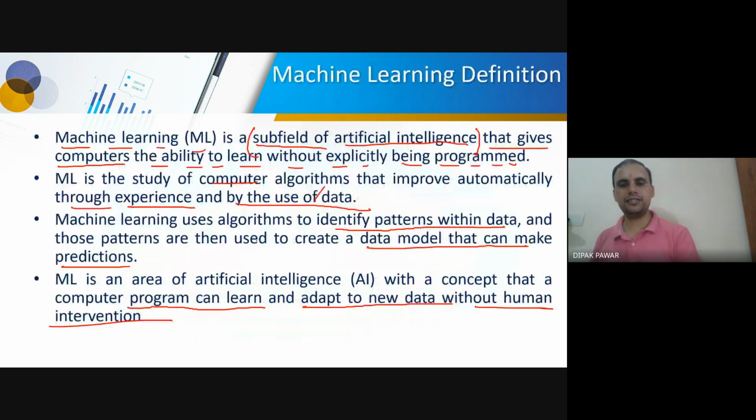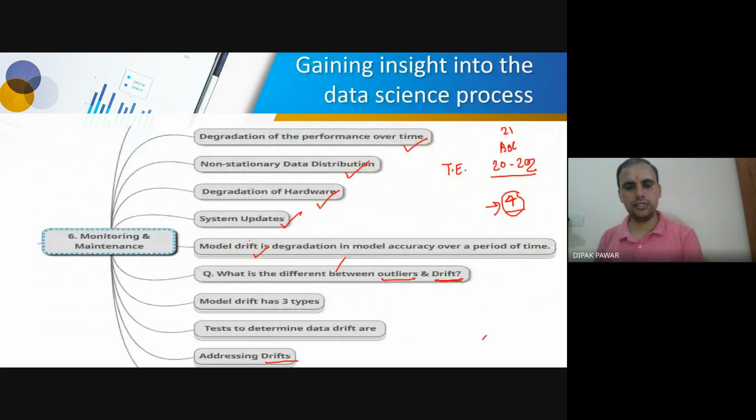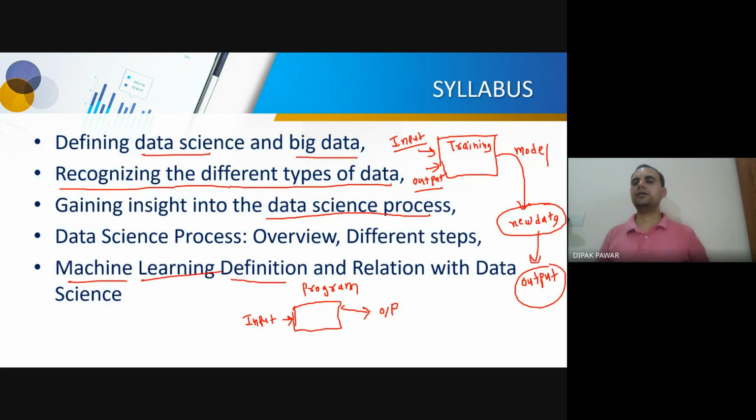So in this way, basically we are completing. Now see, I will again go to that part. This is the end of unit number 1. I tried to cover all the steps here. Defining data science and the big data problem, we covered that part. Recognizing the different data types, gaining insights into the data science process. So the entire data science process is divided into how many parts? 6 parts.